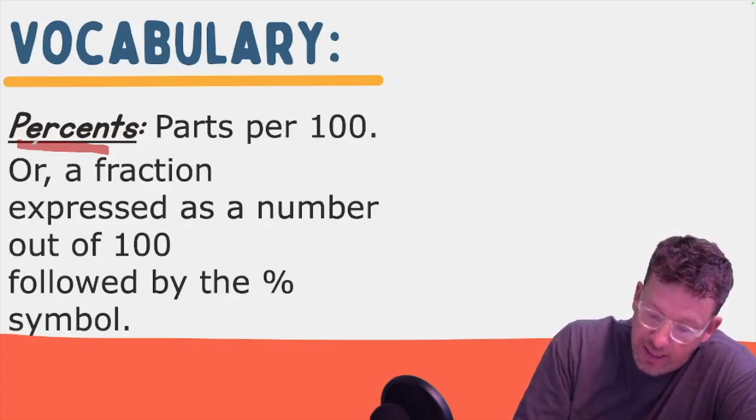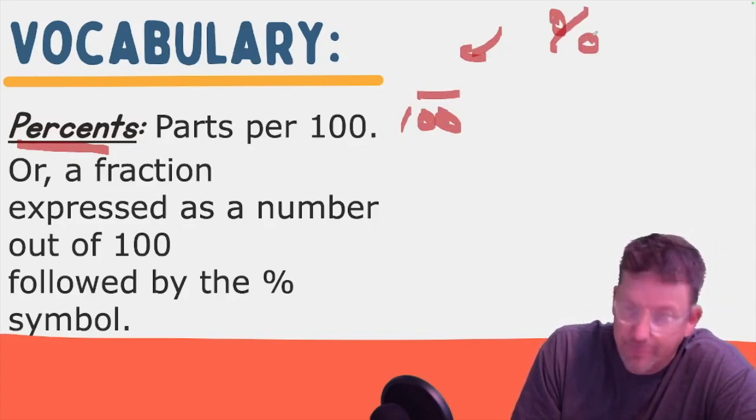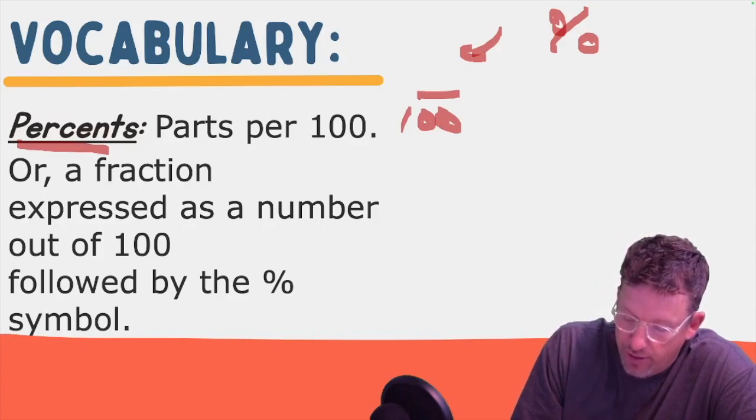So in other words, when something is over 100, that number on top is going to be the percent. Okay, pretty simple. Actually, it's not that simple, but we'll get to it. So go ahead and look at the next one.